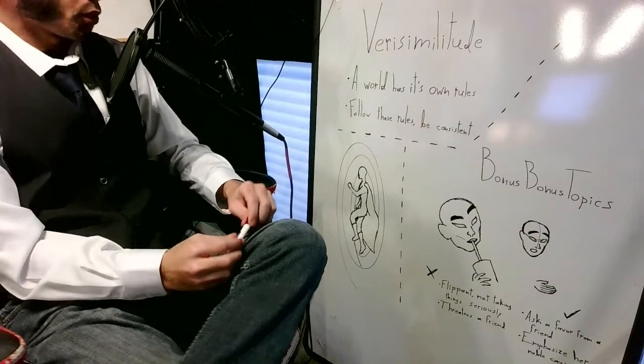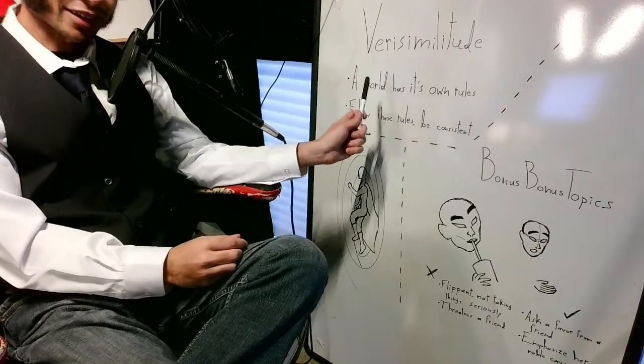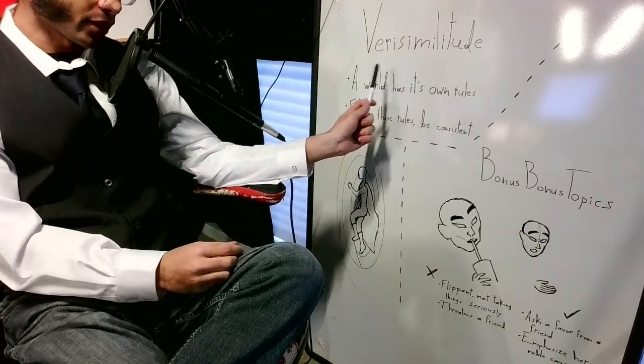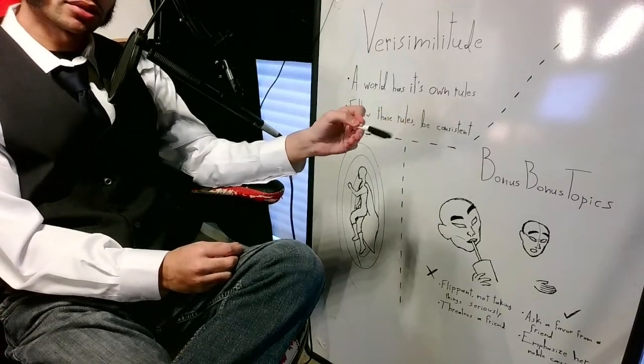Now, what I mean by that is that your world has to have a fancy word called verisimilitude, which basically means internal consistency.